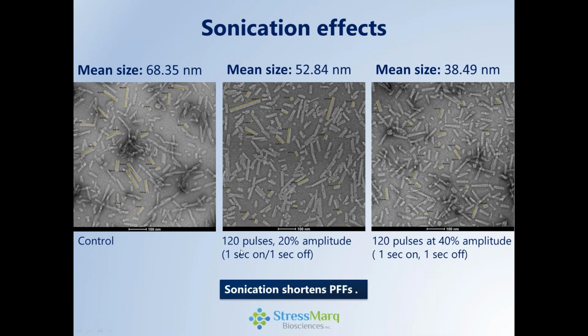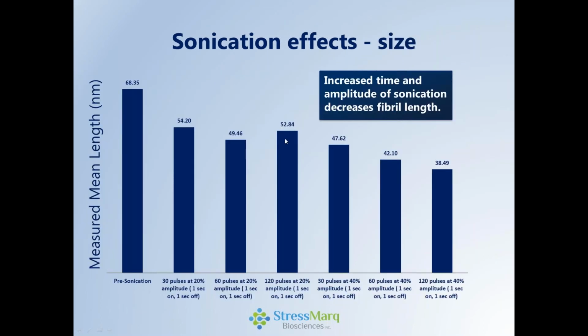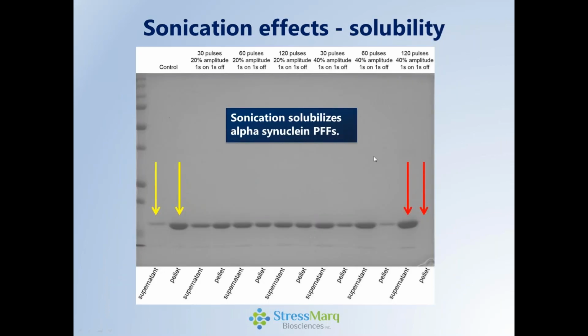As sonication is increased, given at the bottom here, where the amplitude is increased from 20 to 40%, we see a decrease in size of these PFFs. Now that is known to happen and has been shown in the literature before, and here we have a graph that shows roughly a linear decrease in size of the PFFs as the level of sonication is increased.